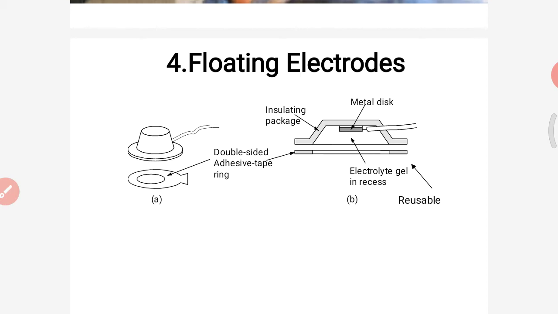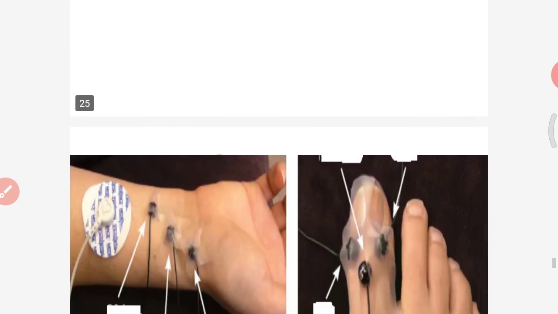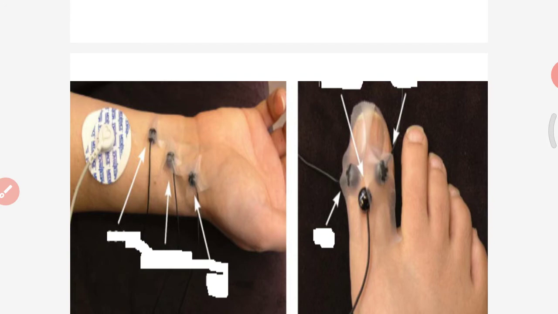The floating electrode has a top part as well as a bottom part. The top part is a metal disc and insulating package, and the bottom part is an electrolyte gel in resist and reusable. The second one is a double-sided adhesive tape ring in the floating electrode type. We can prefer the floating electrode for the measurement of finger potential, especially when there is any glance or eye movement at the time, so we do not lose our finger potential. The floating electrode can be interfaced onto the human being fingers, leg fingers or hand fingers. It will give a suitable measurement of the potentials.